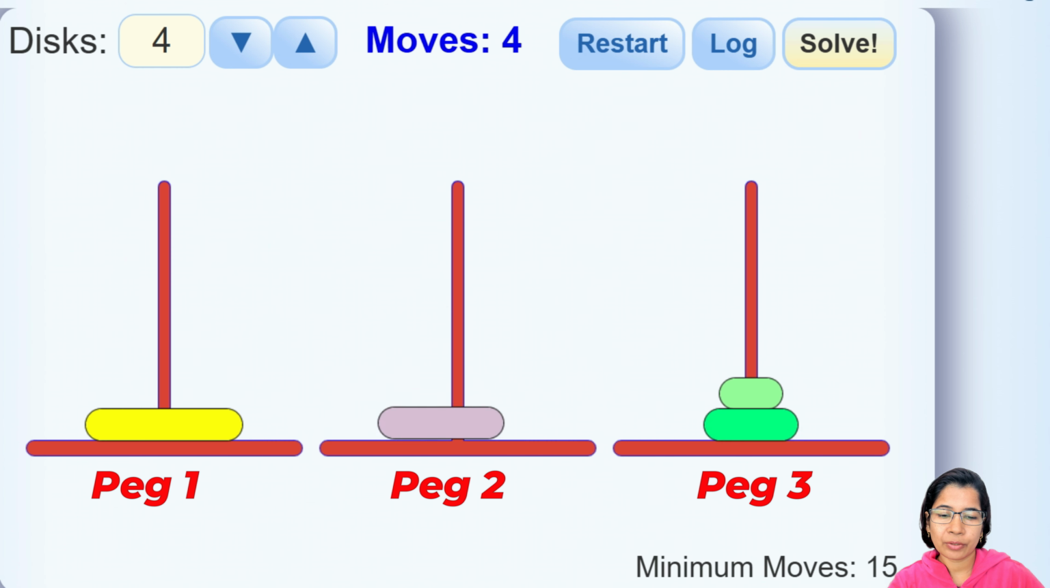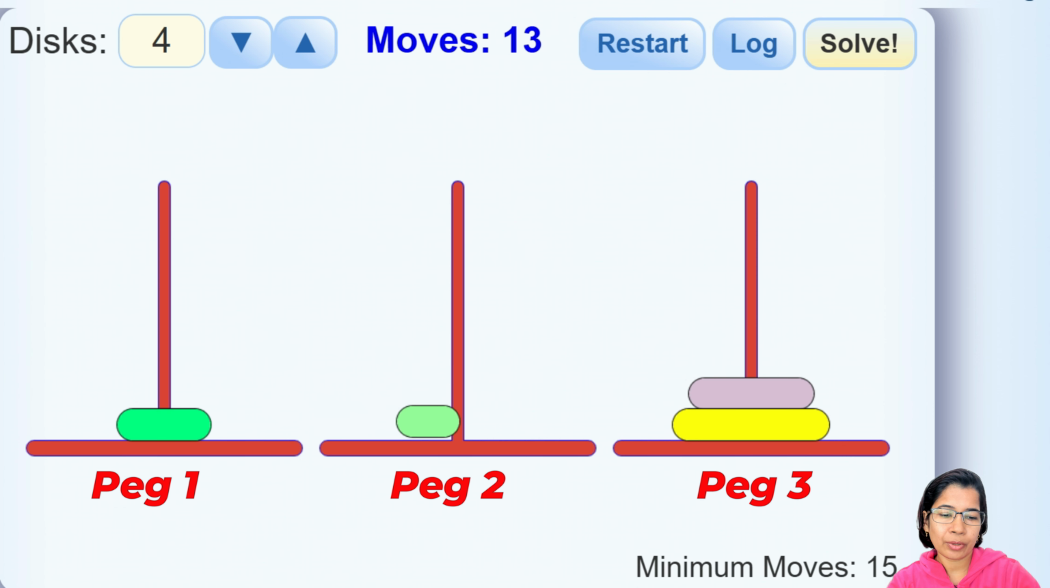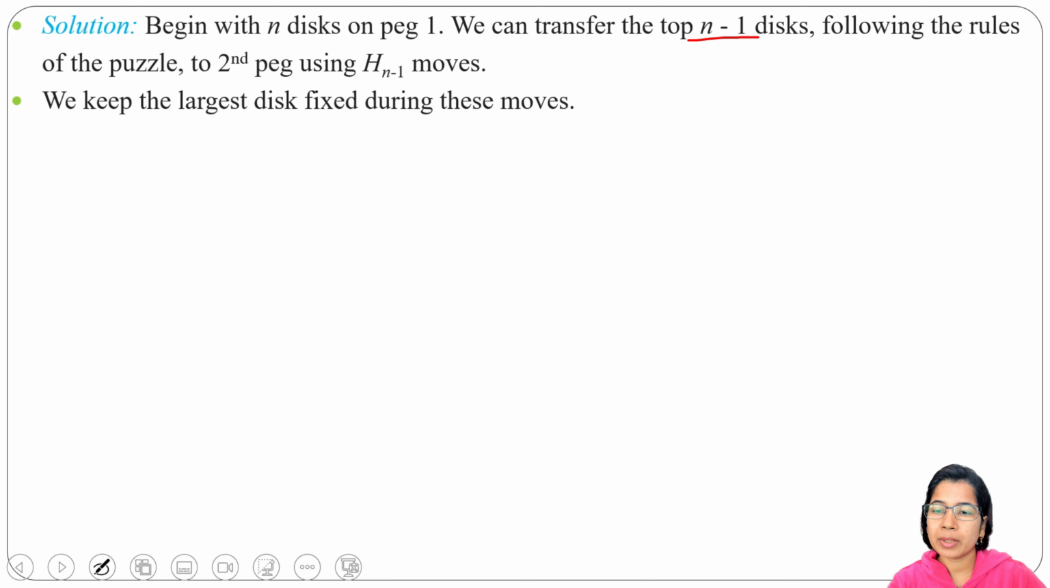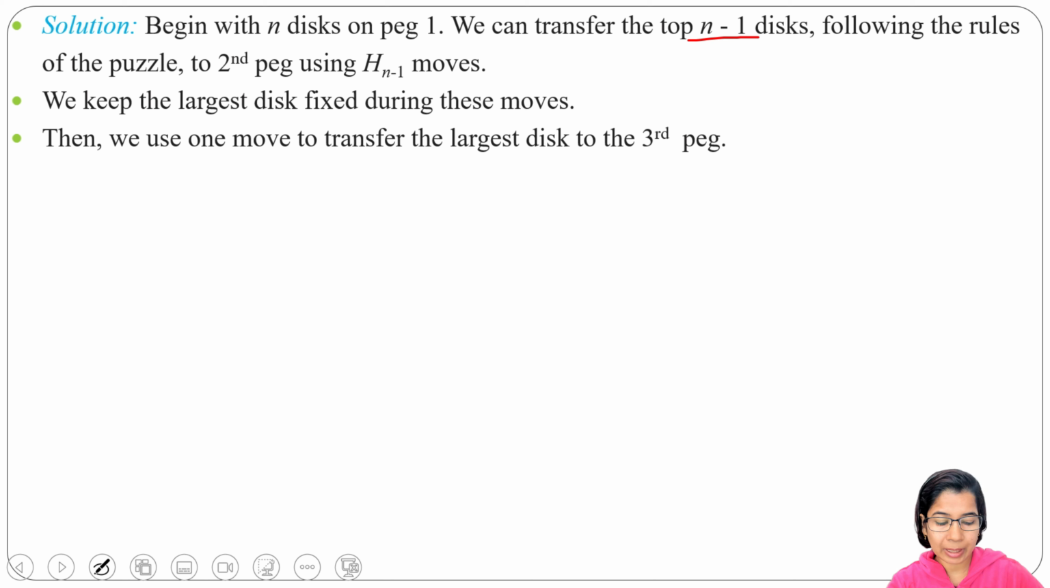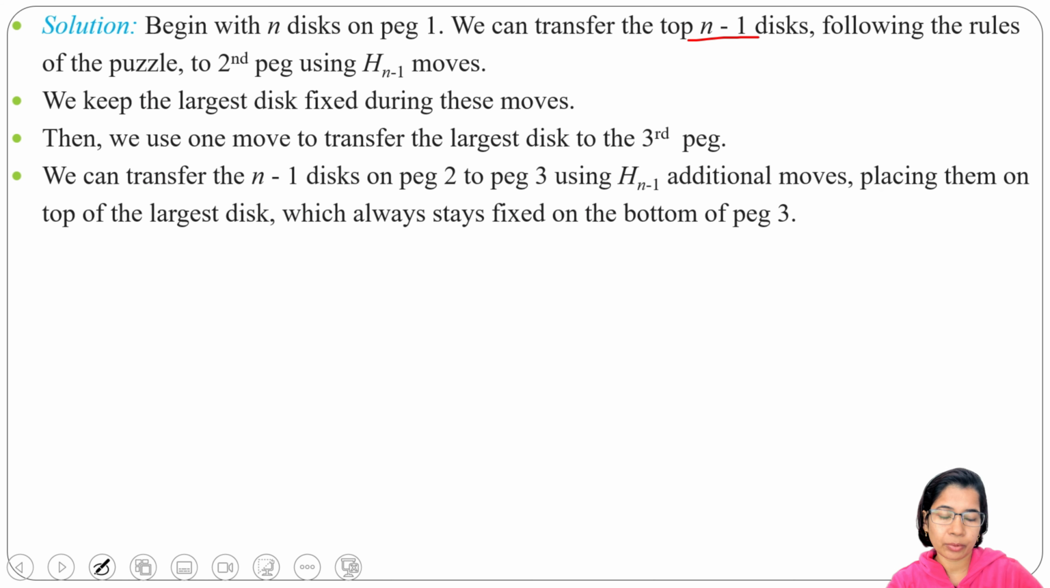Let's solve it. So first target moving top 3 discs from first to second. So we'll move the largest disc from first to third. Then we can move the n minus 1, meaning 3 discs, from second to third. And total number of moves equals 15. So how will we solve it? First from the n discs on peg 1 we'll move n minus 1 discs from first to second by using the third. Then we'll move the largest disc from first to third peg. Then that n minus 1 discs from the second peg will move to the third peg.